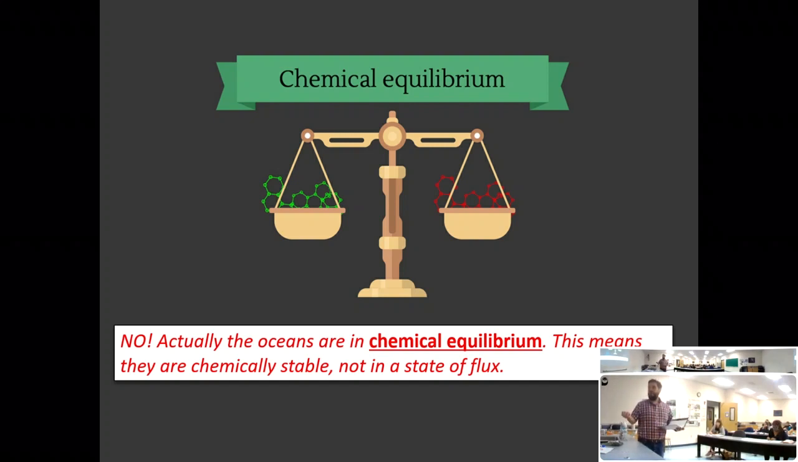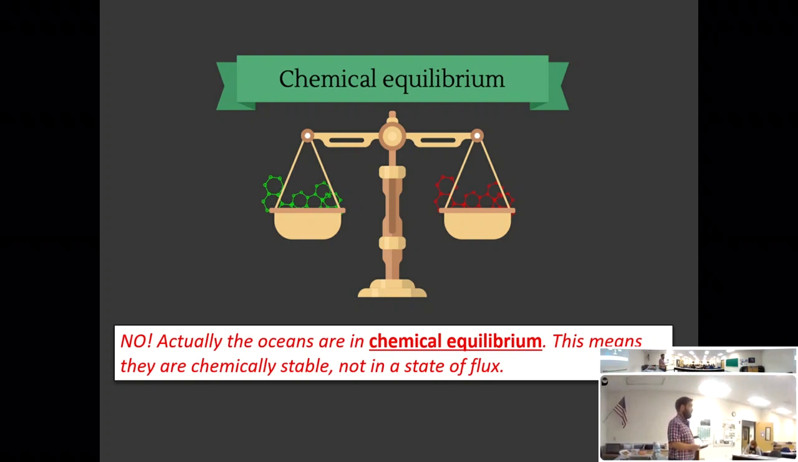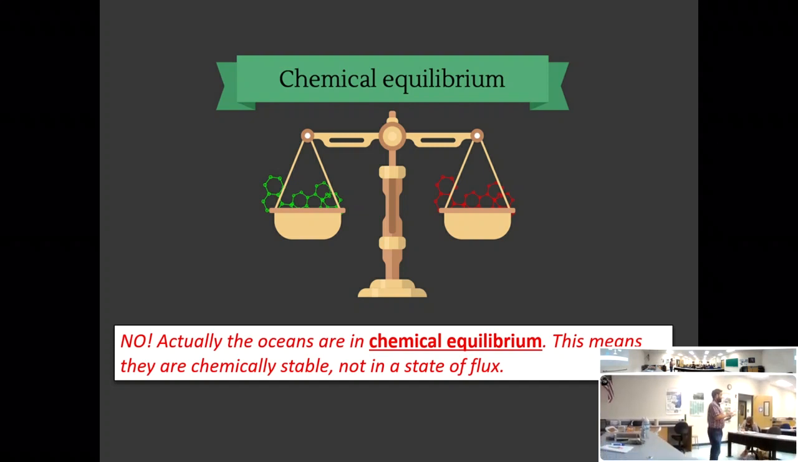So the oceans are in a near perfect state of chemical equilibrium. That means that the salinities are constant, they're not changing. The composition of the sea salt is constant, it's not changing. It's not in a state of flux, it's in a state of equilibrium. The opposite of equilibrium would be a state of flux, where things are changing. Equilibrium means that it's constant, it's not changing. Okay, does that all make sense? Are you all with me so far?